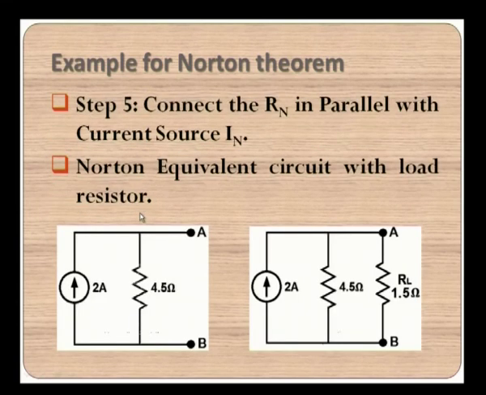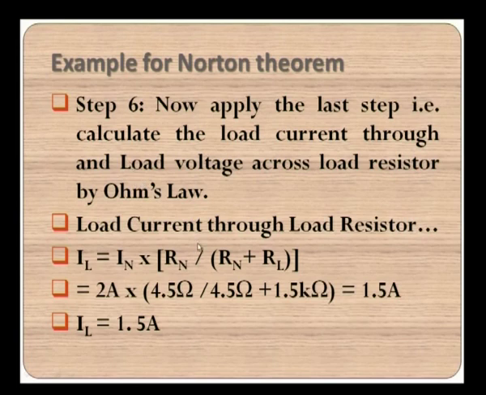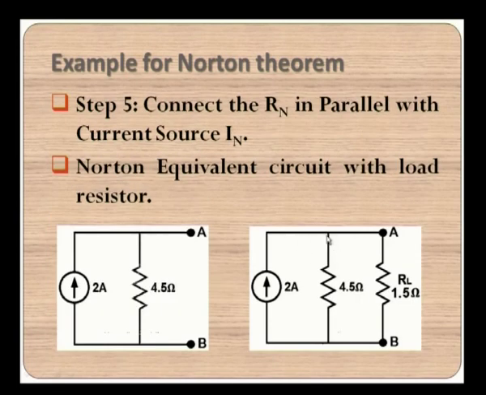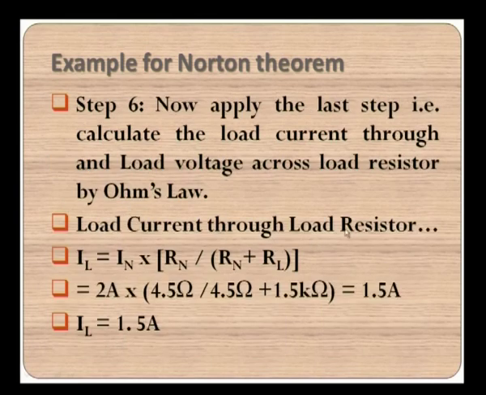So, now we have found the two components, the current and the resistor value, and these two are used. Once again we have brought the resistance 1.5 through which we need to find the current and the voltage across that. This is the sixth step. The current is again divided here between the two resistors. So, the load current through the load resistor is calculated using the current division formula, and we have found that value as 1.5 ampere. So, which is one part of the answer.